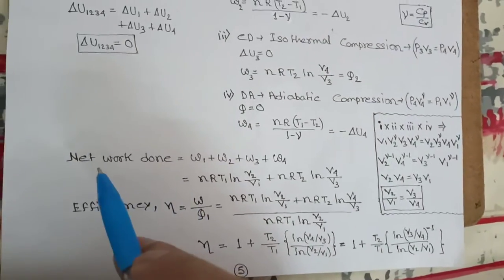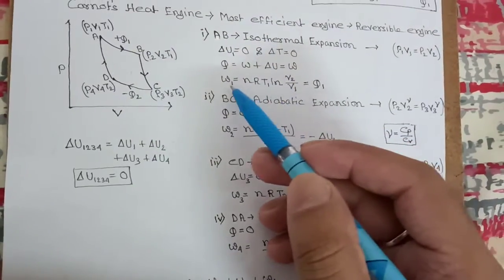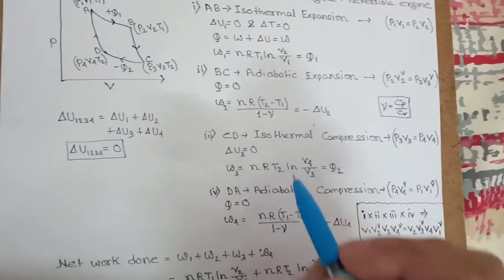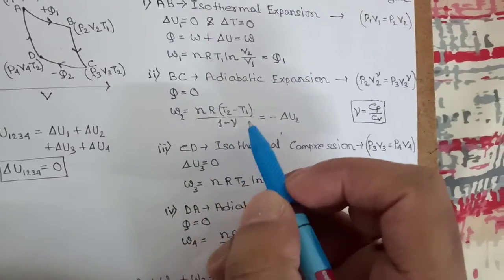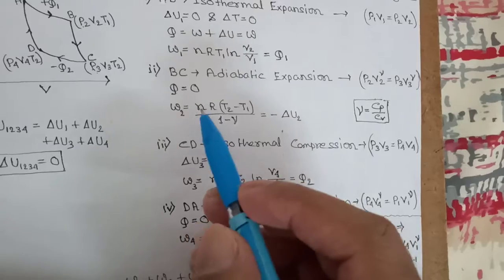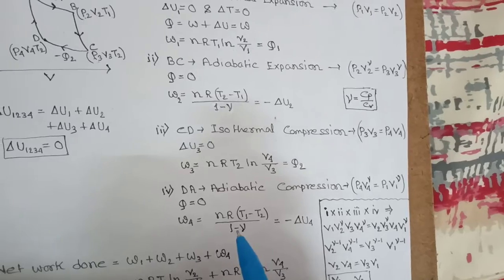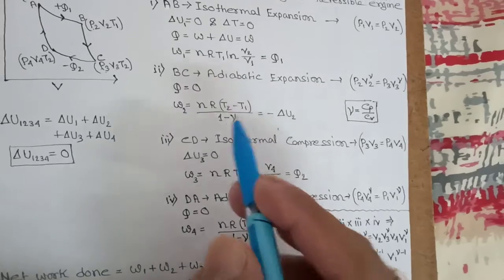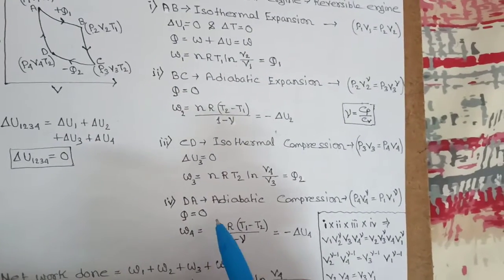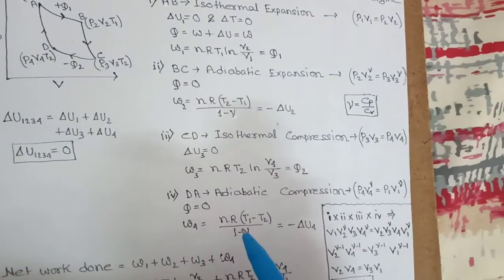So we can calculate net work done by summation of all the 4 work done formulas. This is W1, this is W2, this is W3, and this is W4. So net work done is W1 plus W2 plus W3 plus W4. And W2 and W4 will cancel out, because here we have nR (T2 minus T1) by (1 minus gamma), and here nR (T1 minus T2) by (1 minus gamma). If you take minus common, then the term will be T2 minus T1 in both. So this is minus of this one and this is plus of this one. So W2 and W4 will cancel out.